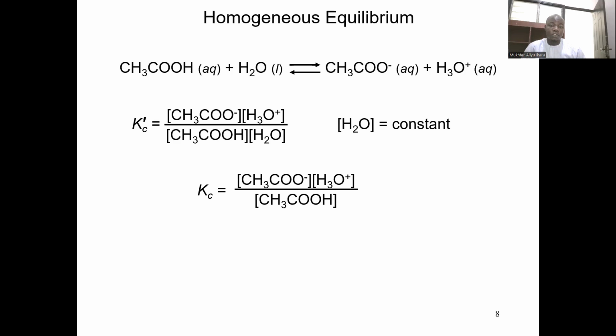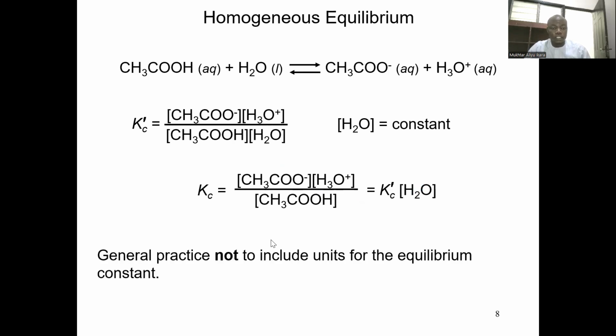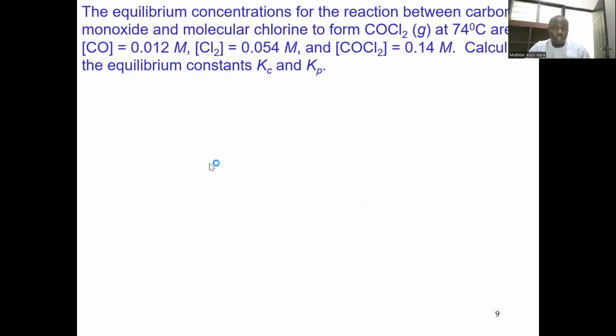So therefore, the Kc now is going to be the concentration of the products divided by the concentration of the reactant. And of course, we neglect the concentration of water because it's a constant. So that is why Kc is always expressed as this. Because water is constant, we neglect it here. So therefore, we have this. In general practice, we do not include units for the chemical equilibrium constant. So now we have some examples.